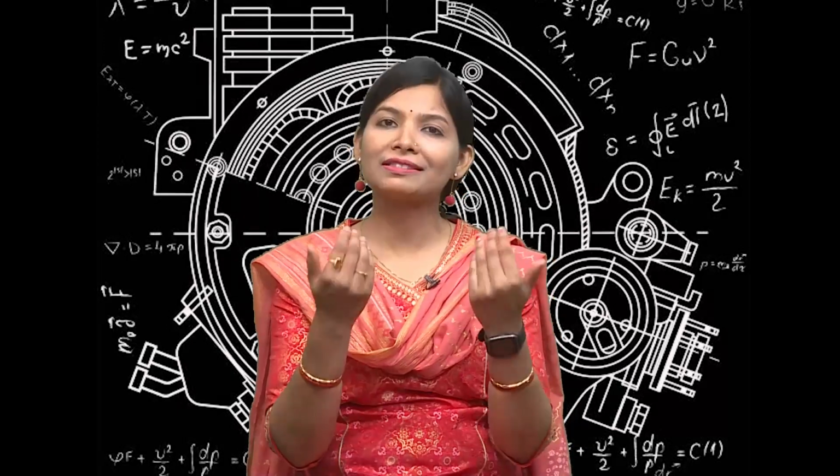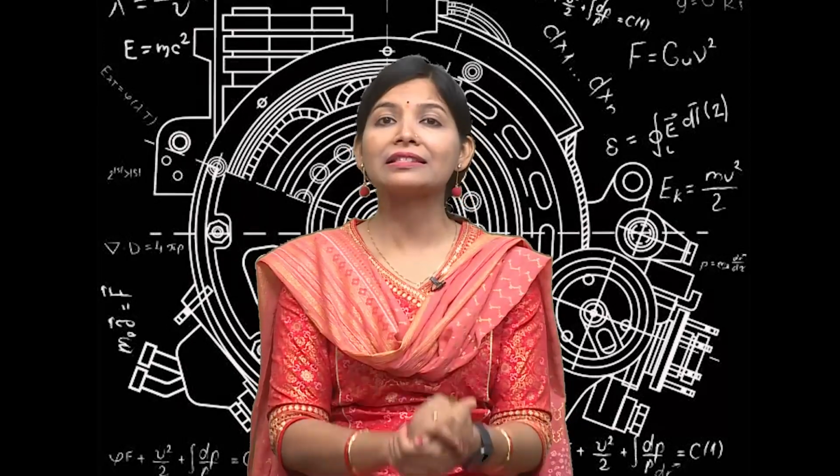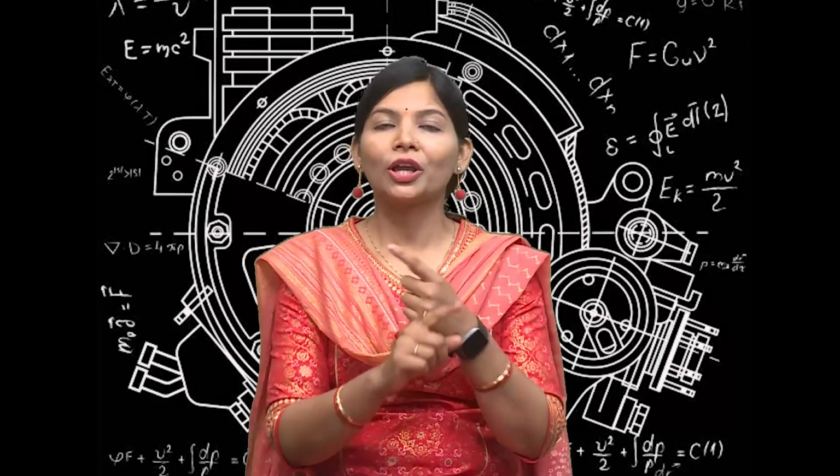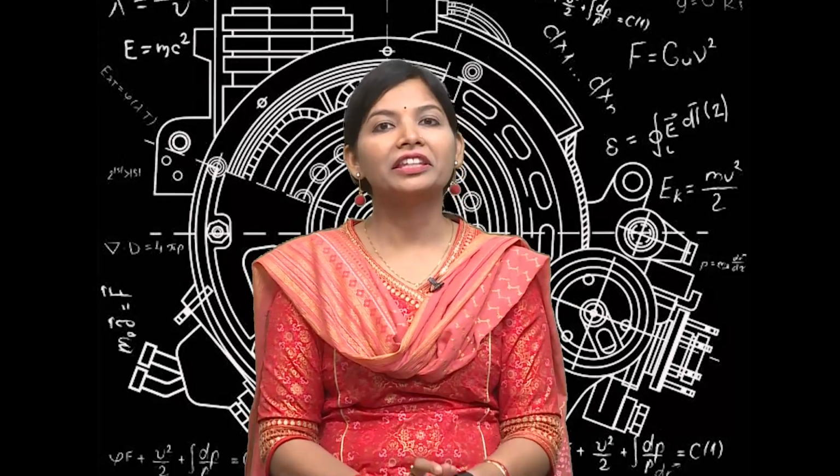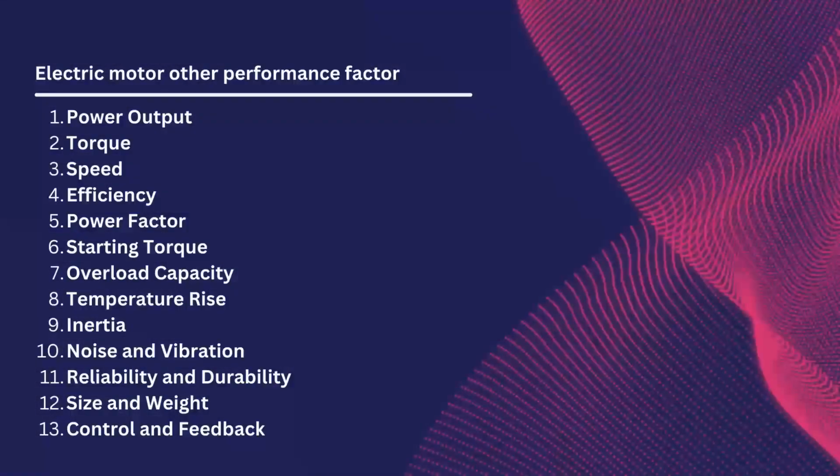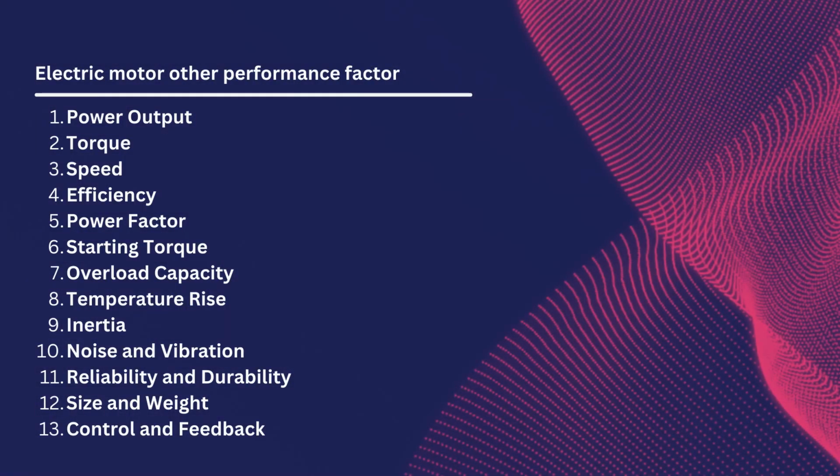Electric motor other performance factors. Electric motor performance can be evaluated based on several key factors that determine its efficiency, effectiveness and overall functionality. The performance factors of an electrical motor include power output, torque, speed, efficiency, power factor, starting torque, overload capacity, temperature rise, inertia, noise and vibration, reliability and durability, size and weight, control and feedback.